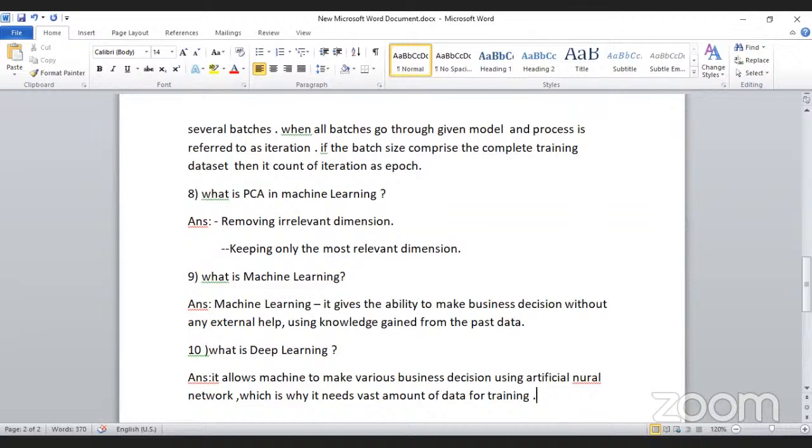Deep learning allows a machine to make various business decisions using an artificial neural network. That is why that algorithm or machine needs a vast amount of data for training. It needs lots of data to train the model to make decisions for the future.